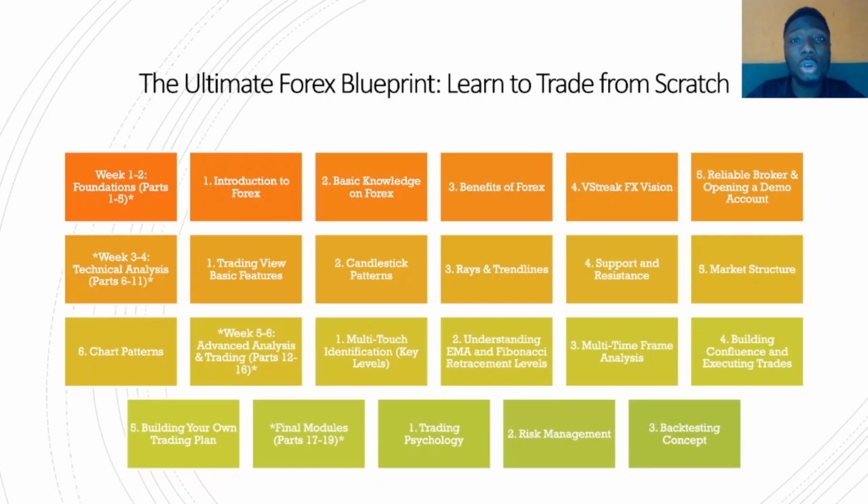We're learning market structure, where we'll talk about highs and lows, then chart patterns like head and shoulders, double top, double bottom. And in week 5 to 6, we'll enter more advanced concepts. We'll have multi-touch identification, which is key level, getting our area of interest perfectly. Understanding EMA and Fibonacci retracement levels, which serve as an extra confluence to take our trade. You'll be learning multi-time frame analysis perfectly, and understanding how you can build your confidence and execute trades without fear. And building your own trading plan.